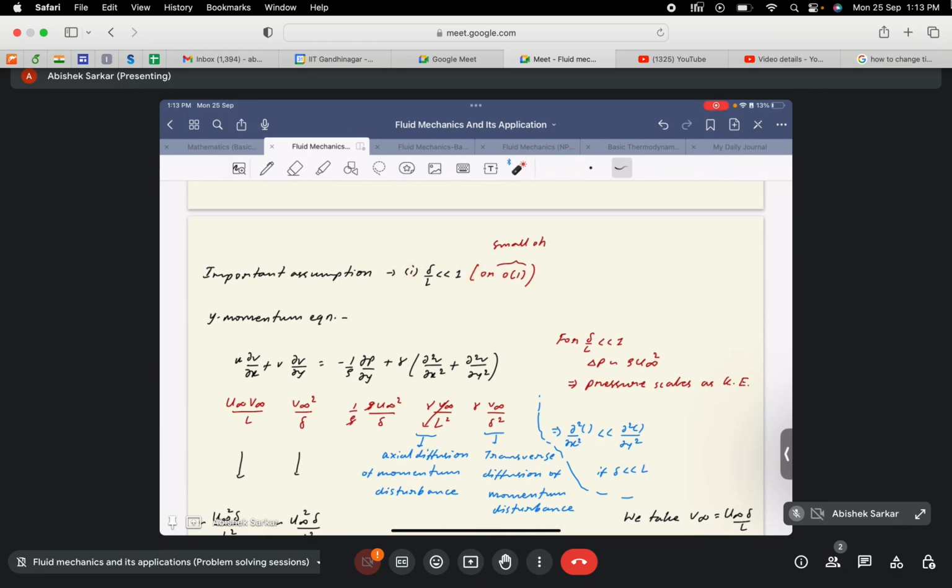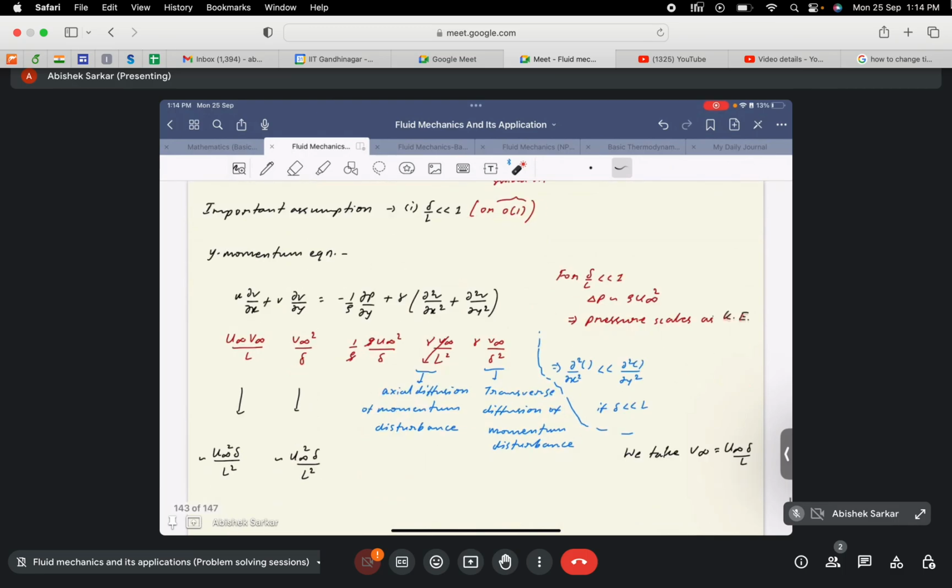Given the limit that delta by L is much less than 1, because the boundary layer thickness is much less than the length of the plate, only then are our solutions valid. The moment this approximation is not satisfied, all the equations and all the solutions that we get from the boundary layer theory are completely invalid. So this is very important. This is the approximation that we need to take for solving the boundary layer equations.